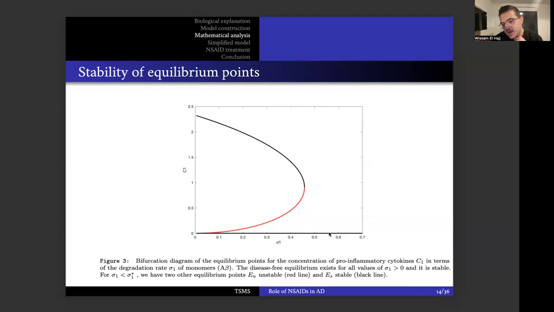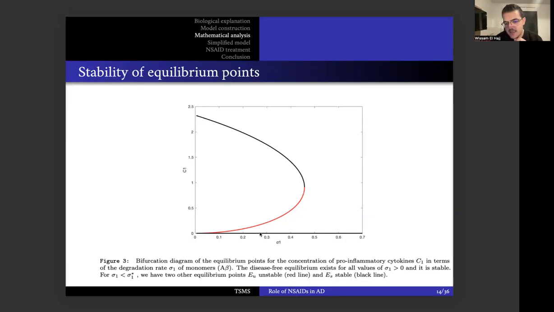As you can see in black, this is the 0 point and it is stable. Here is the concentration C1 of the equilibrium point. So the concentration of pro-inflammatory cytokines at the equilibrium point is always 0 if sigma 1 is large enough. We only have 1 point. If the death rate is low, we have the existence of 3 points.